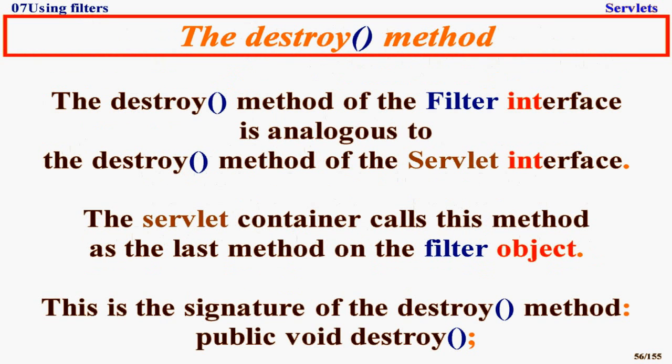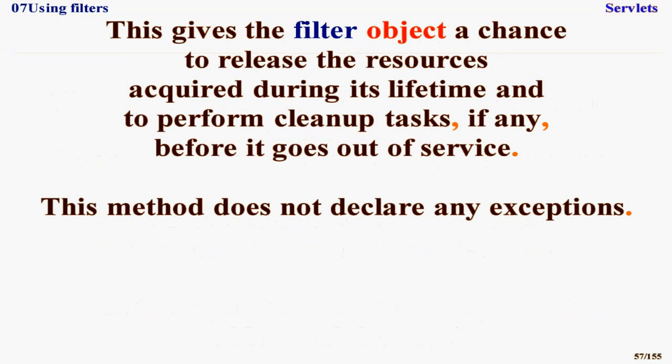The destroy method. The destroy method of the Filter interface is analogous to the destroy method of the Servlet interface. The servlet container calls this method as the last method on the filter object. This is the signature of the destroy method: public void destroy(). This gives the filter object a chance to release the resources acquired during its lifetime and to perform cleanup tasks, if any, before it goes out of service. This method does not declare any exceptions.